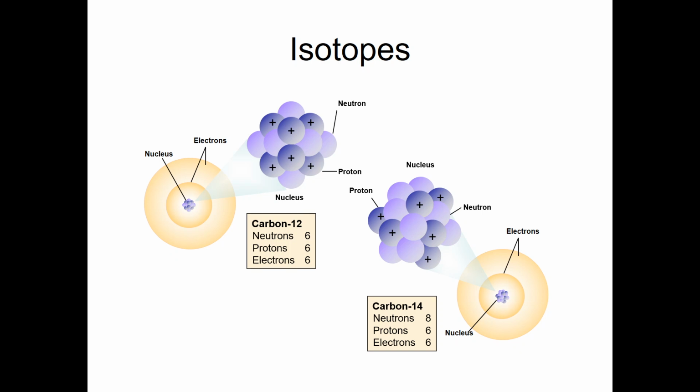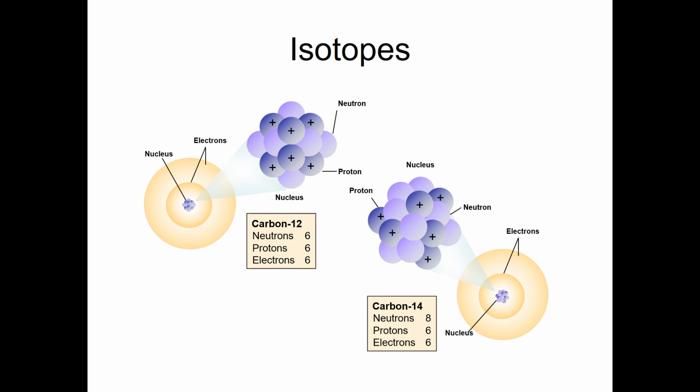And unless otherwise stated, we will assume that these are neutral atoms. In a neutral atom, the number of electrons equals the number of protons. These symbols are also derived directly from the element's name. So C for carbon.